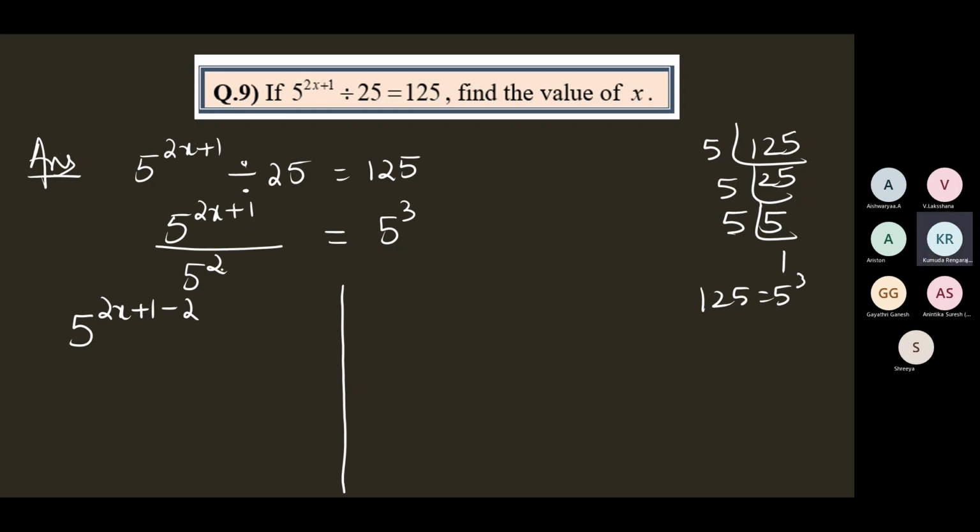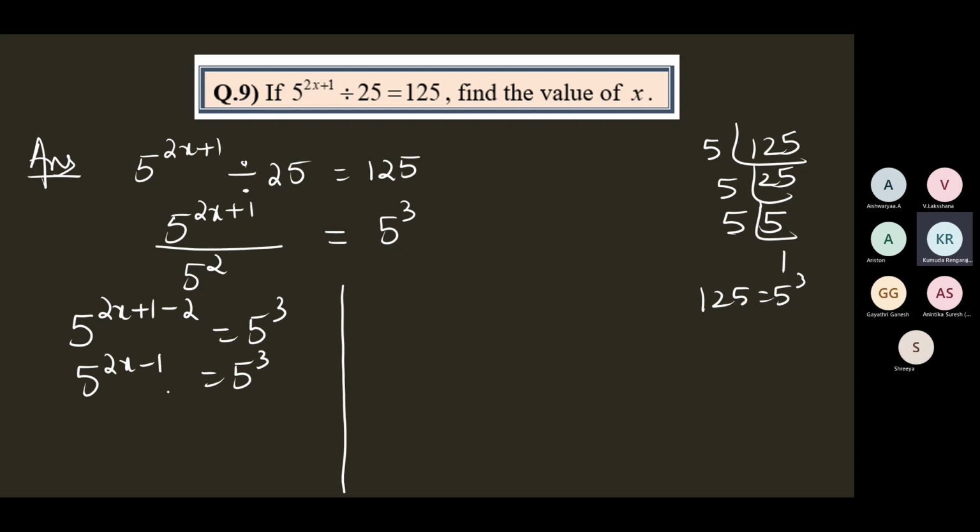2x plus 1 and 2 minus 2. Bases are same and it's division, so subtracting the powers is equal to 5 cubed. If you do it like this, then 5 to the power 2x minus 1, because plus 1 minus 2 is minus 1, is equal to 5 cubed.